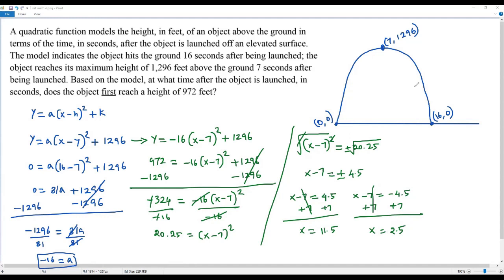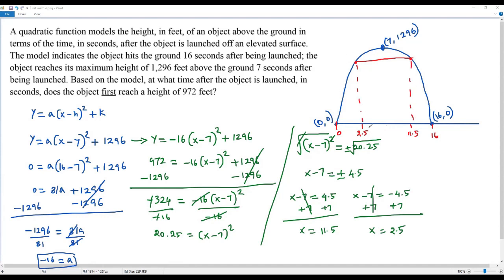Okay, here let's go to the graph. Here we have the value of x is 0. Let me use a different color, sorry. Here we have value 0 for x, and the value of x over here is 16. We can take this value 2.5 over here, and we can take this value 11.5 over here. Let me write it clearly. Okay, now let's consider this height.